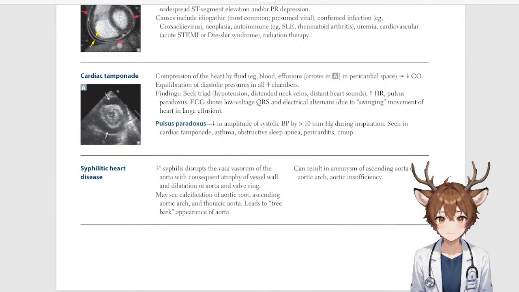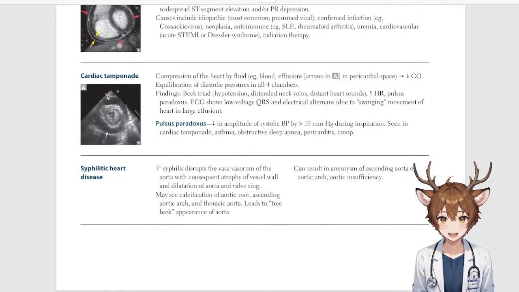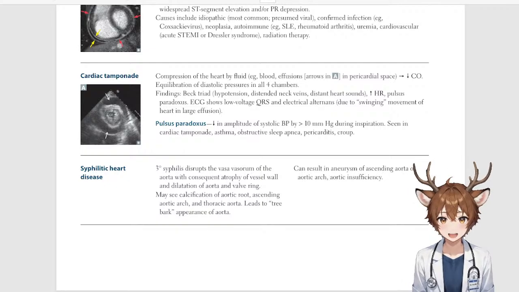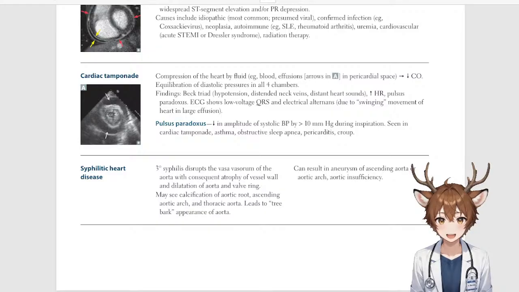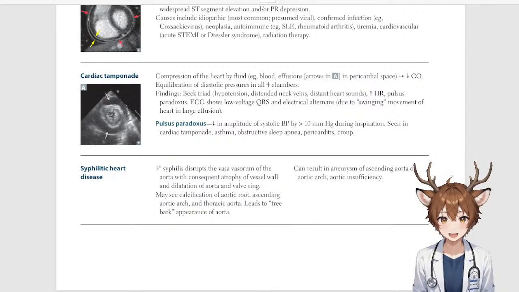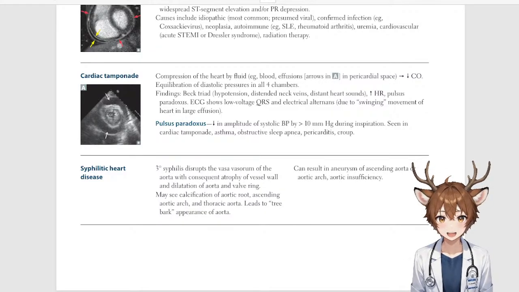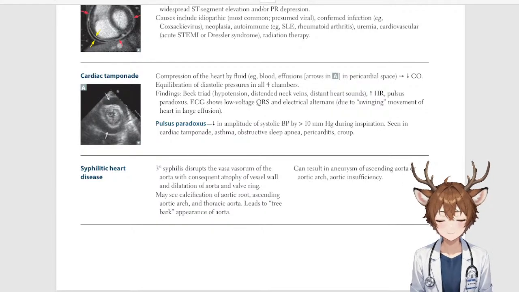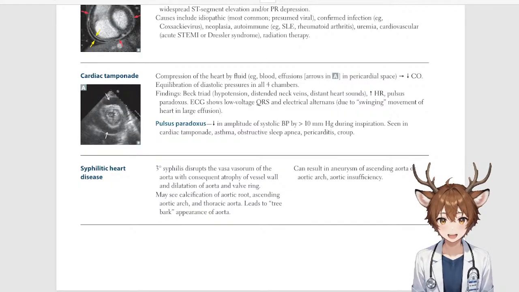Cardiac tamponade: compression of the heart by fluid, that is to say blood or effusions, leading to a decrease in cardiac output. Equilibrium of diastolic pressure in all four chambers. Findings: Beck triad, hypotension, distended neck veins, distant heart sounds. Increase in heart rate. Pulsus paradoxus. EKG may show low voltage QRS and/or electrical alternans due to swinging movement of the heart in the pericardial effusion.